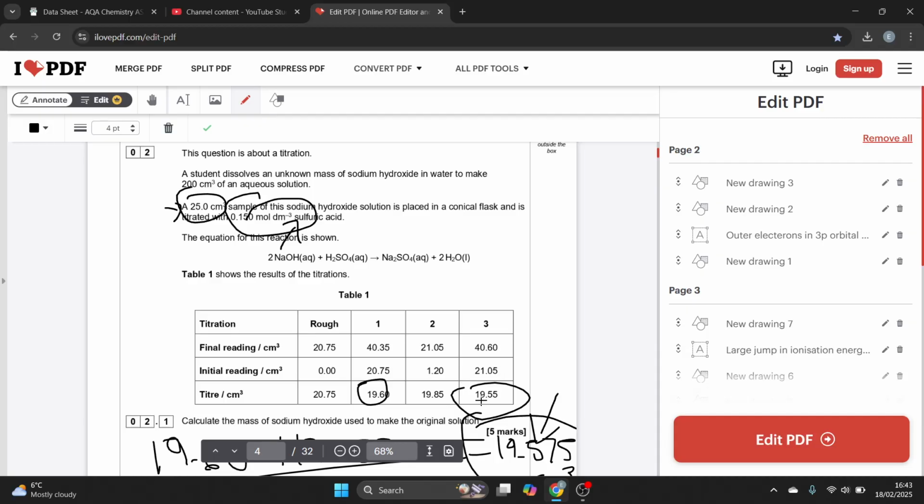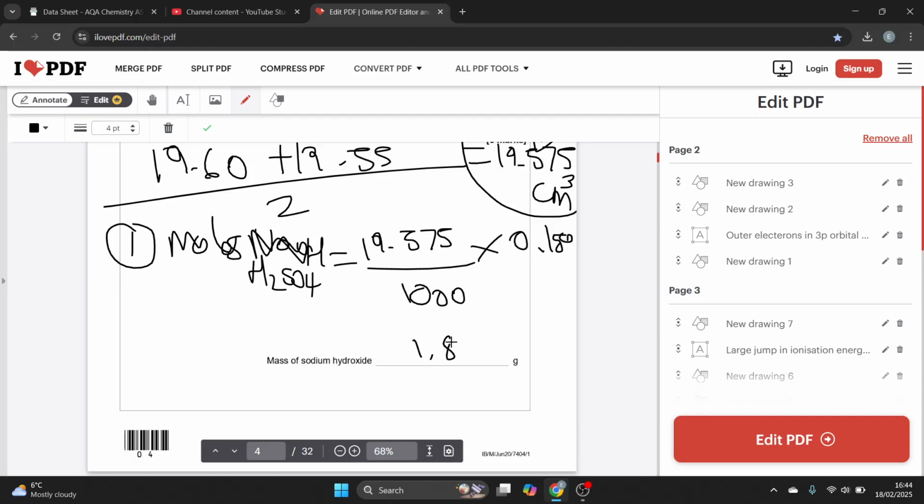But then I realized this is a 25 centimeters cubed sample. That's one eighth of 200, so I need to then times it by 8. My number of moles, and I get 0.04698 moles. Then I want to find out the mass of sodium hydroxide. The moles is mass over the Mr. Mass is the moles, my answer, times the Mr of sodium hydroxide, 23 plus 16 plus 1. And I get 1.88 grams.